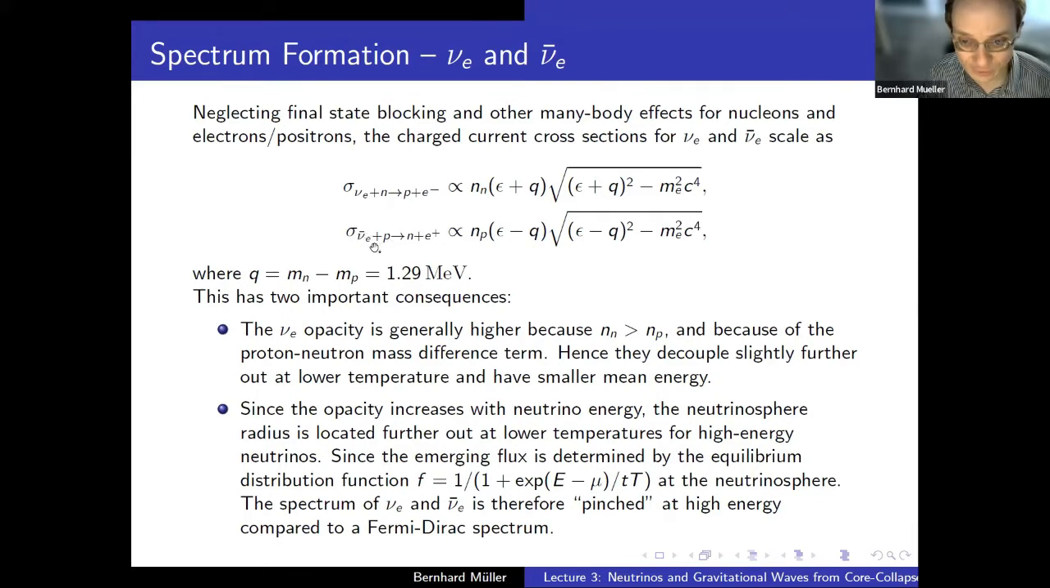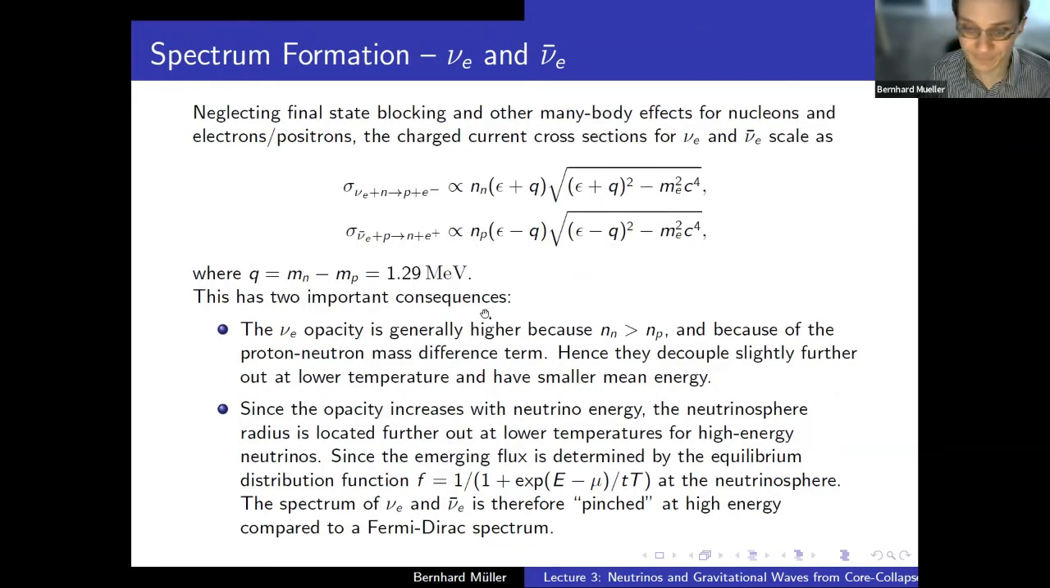Whereas you have to use up 1.29 MeV minus the electron rest mass in order to make a neutron from a proton by neutrino absorption. Yeah, and that means that the phase space factor for the interaction, the absorption of ν_e's, is also bigger for the same neutrino energy than the phase space factor for absorption of ν_e bars.